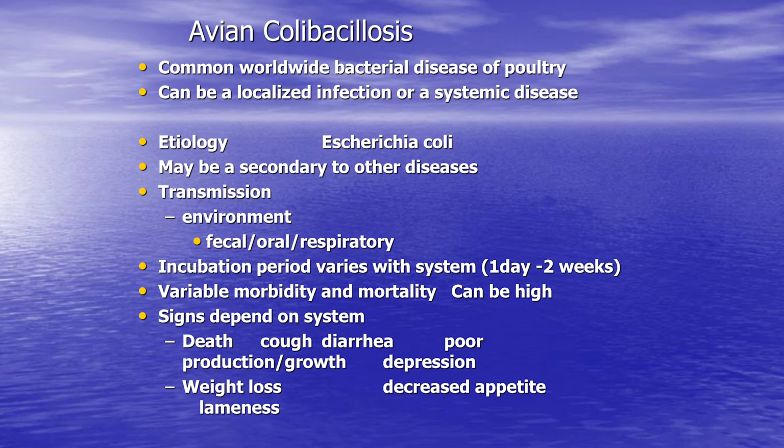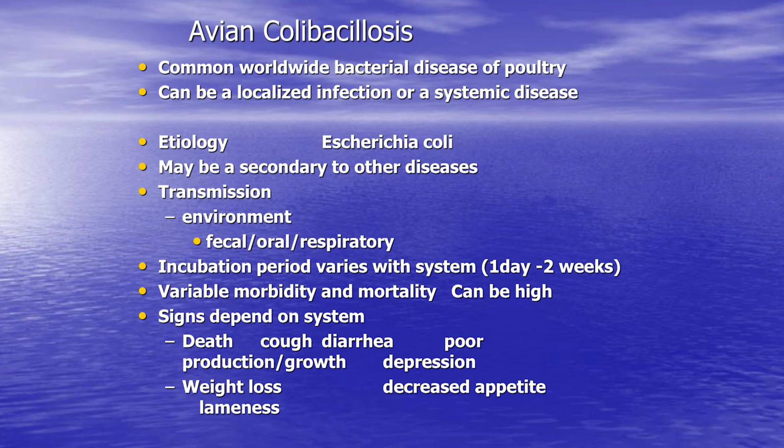Now, transmission: fecal-oral, fecal-respiratory. The bacteria is picked up. Incubation period varies, and the reason for the variance is it depends on which system is affected. We can see this as a skin infection, a respiratory infection, a systemic infection, a pneumonia, an infection of the intestinal tract. It's really variable as to what type of infection it is, dependent upon the system. Same thing with morbidity and mortality. The mortality can be extremely high or it can be fairly low.